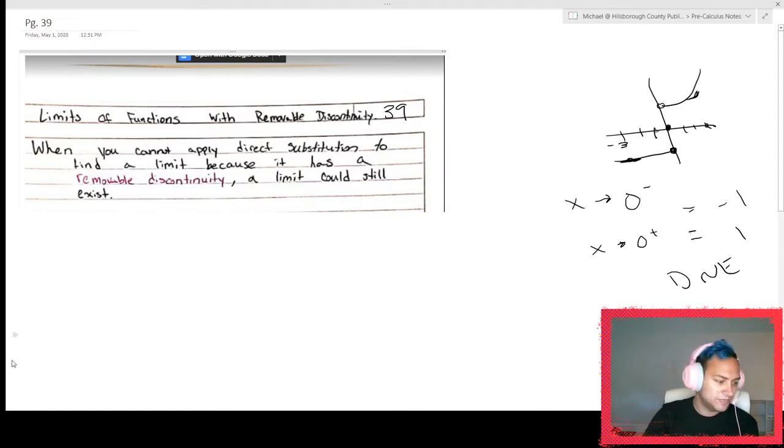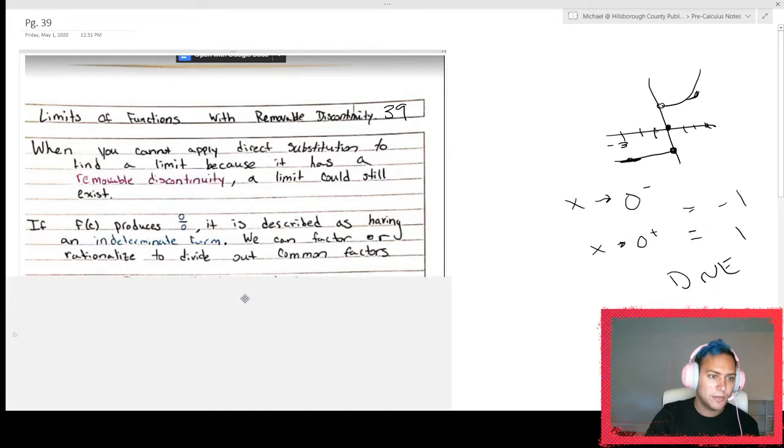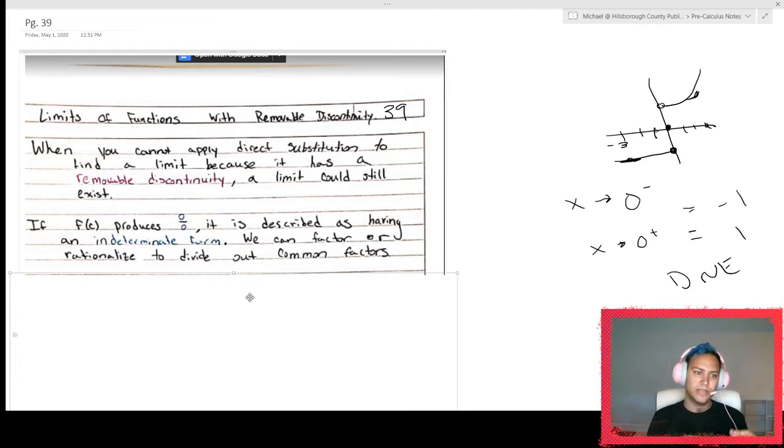So we're going to talk today, like I said, about removable discontinuities. The first thing we're going to look at is if you plug in c, what x is approaching, and it produces 0 over 0. When it does that, it's creating what's called the indeterminate form. And this form allows us a few things.